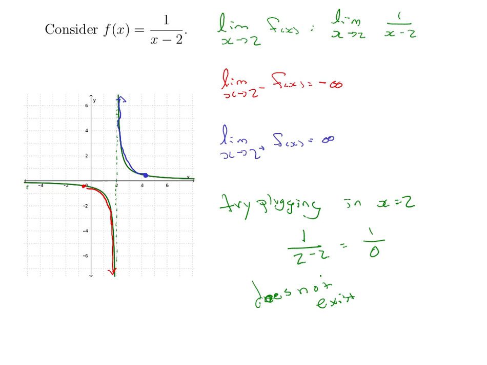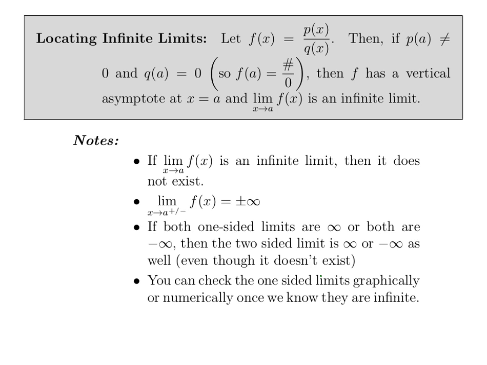All right, let's just summarize what we found. Here's our big theorem that we've got. We're going to try and figure out how to locate this. If we've got a function that is just a fraction of two other functions, basically a rational function, then if the numerator p of a evaluated at some spot is not 0, but the denominator is, so basically f of a is equal to this number sign where I mean not 0 over 0, then we'll say f has a vertical asymptote at that x value here. And so we know that this limit is going to be an infinite limit.